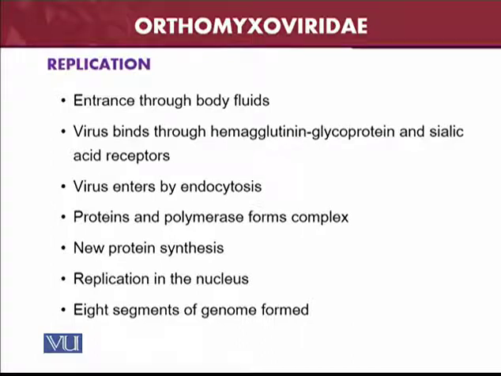The protein and polymerase form a complex for new protein synthesis. Of course, in the presence of the polymerase, the protein forms the complex and new protein synthesis, and the replication occurs inside the nucleus, not the cytoplasm, and after that it comes to the cytoplasm. Eight segments of the genome are formed, of course, for encoding all the proteins. The eight segments of the genome will be formed after the replication.